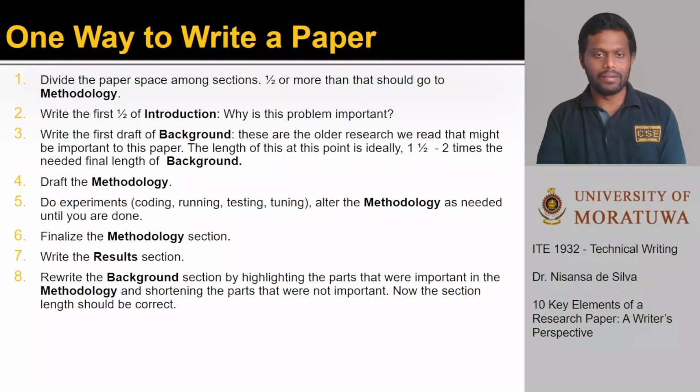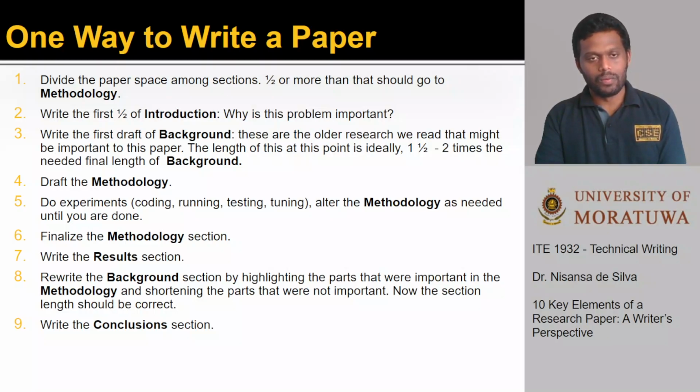Now go back to your background section and reorganize it. Highlight the parts that were important in the methodology. Shorten the things that were not so important. Add things that are needed. And by the end of this step, the background section should be at the correct length. Once you are done with that, you can write the conclusion section. So the conclusions will include why the problem is important, what you did, what research gap you filled, and what results you have.